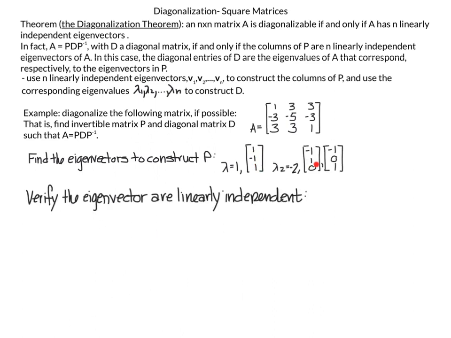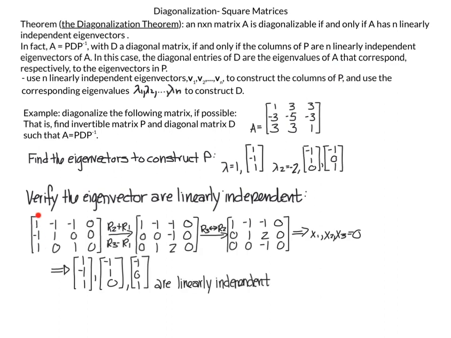So here I have my 3 proposed eigenvectors. I want to verify that they're linearly independent because I do have this theorem here that says if I have 3 linearly independent eigenvectors, then A will be diagonalizable. And then I can use my n linearly independent eigenvectors to construct the columns of P. So what I have here is my first eigenvector, 1, negative 1, 1, my second eigenvector, negative 1, 1, 0, and my last eigenvector, negative 1, 0, 1.